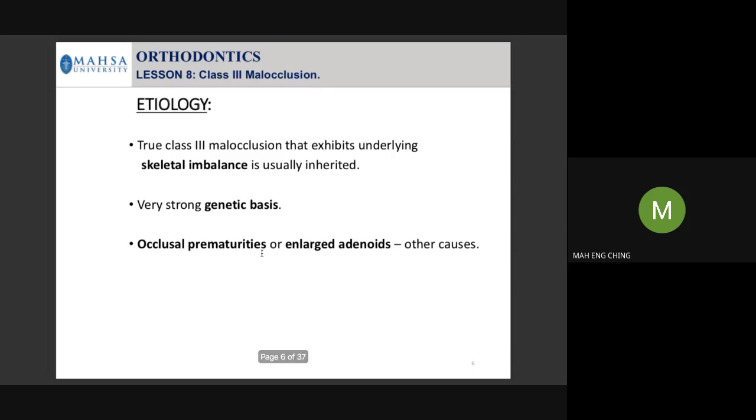Sometimes people will blame it on enlarged adenoids. The adenoid is lymph node or lymphoid tissue. Sometimes it gets infected and enlarged, then blocks the airway. Then patients tend to breathe through their mouth rather than the nose. By doing that, the face will become longer. Then they have a high angle or backward rotation of the mandible.